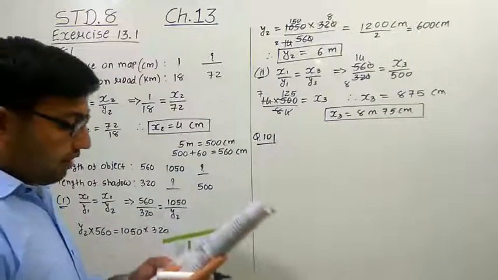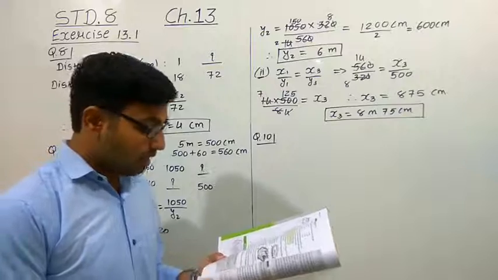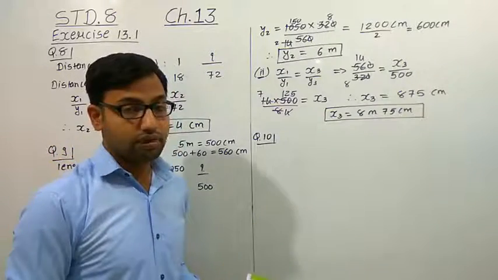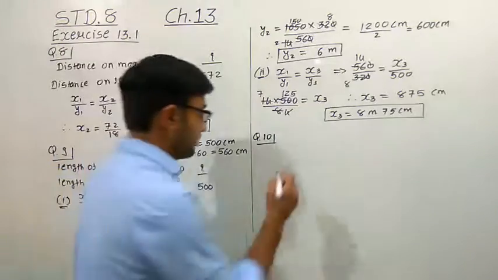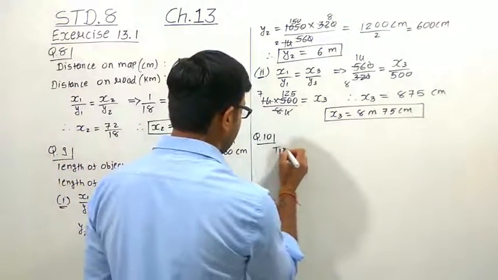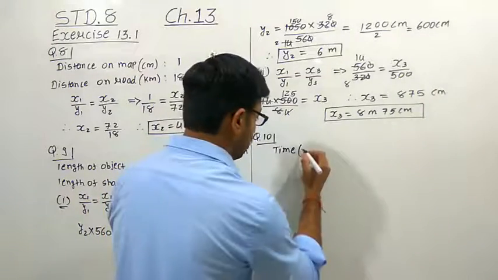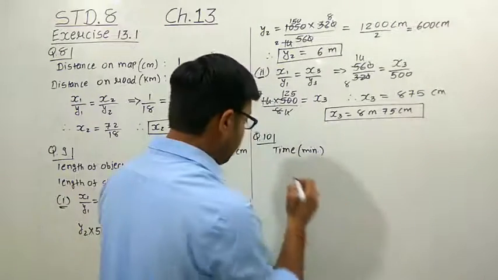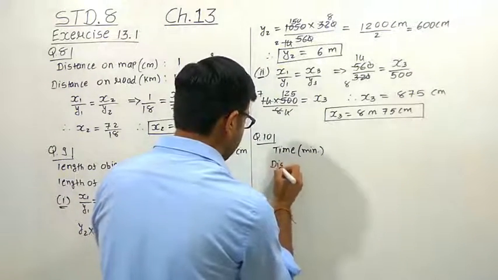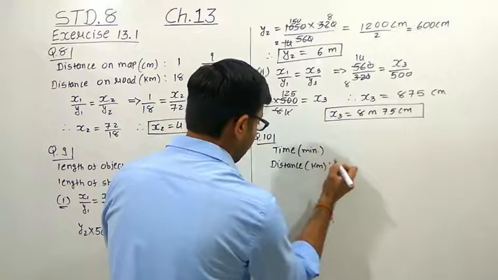A loaded truck travels 14 km in 25 minutes. The speed remains the same. How far can it travel in 5 hours? Here two quantities are there. One is the time, the second one is the distance. The time here is given in minutes, and the second quantity is distance, and the distance is in kilometer.